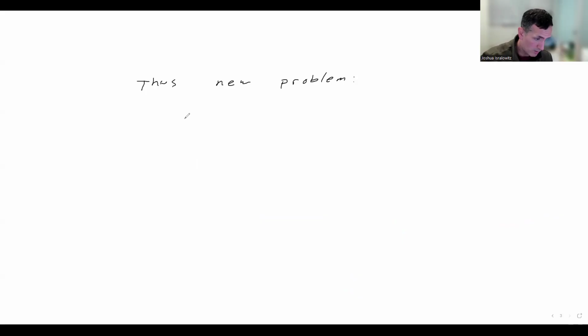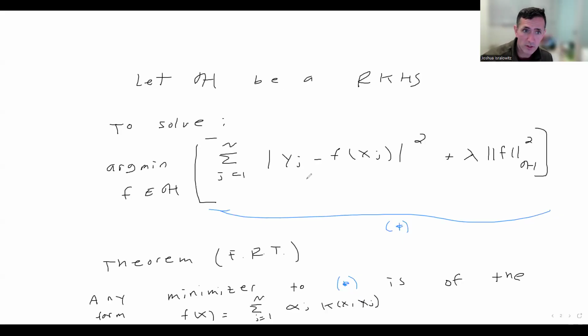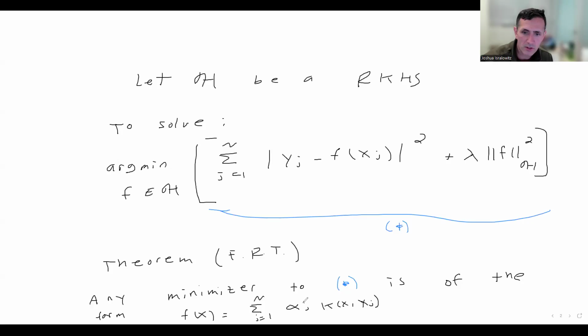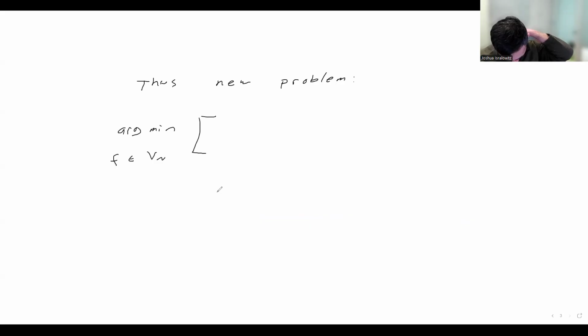Okay, so that means what we need to solve is basically the same thing as this. This is not standard notation, but if anything, call it V_n. It's the same thing, but just restricted to these kinds of functions. So V_n is just going to be the finite span of these kernel functions on your given input data points, the n input data points you have.